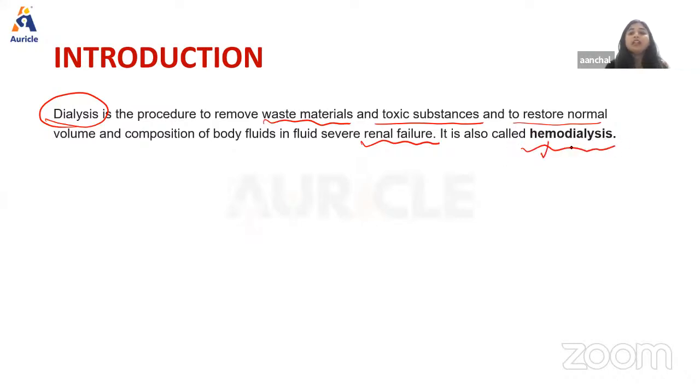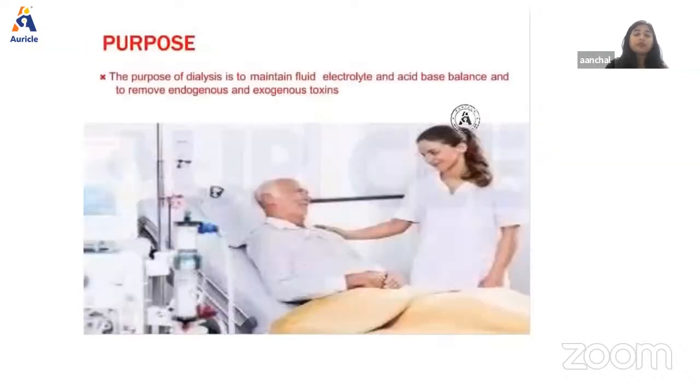Hemo means blood and dialysis means purification. So hemodialysis is the purification of blood outside the body. Now, what is the purpose? The purpose of dialysis is to maintain fluid, electrolyte and acid-base balance, and also to remove endogenous and exogenous toxins. So first, we should learn who are those patients who basically need this procedure, and why dialysis is needed for them.